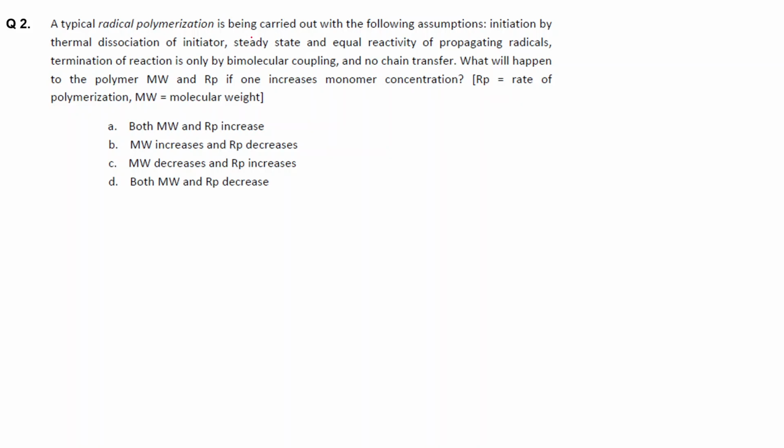Yeah, actually, most of the people are right. So option A is correct. Why is option A correct? Let me tell you. For the thermal initiation process, Rp is proportional to M and I. From the rate equation, the actual equation is Kp into M into Pt by T half.